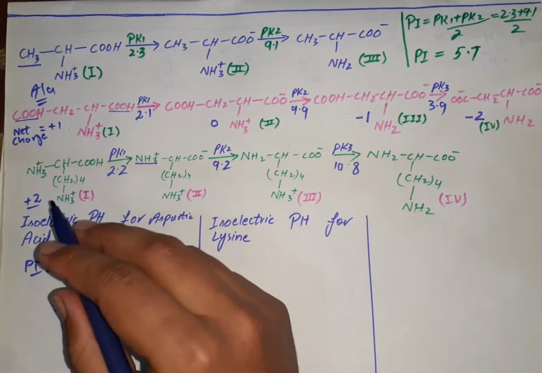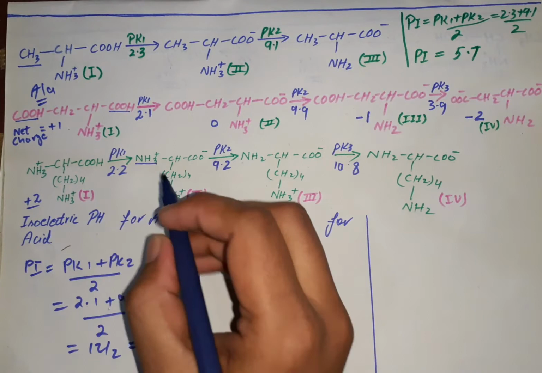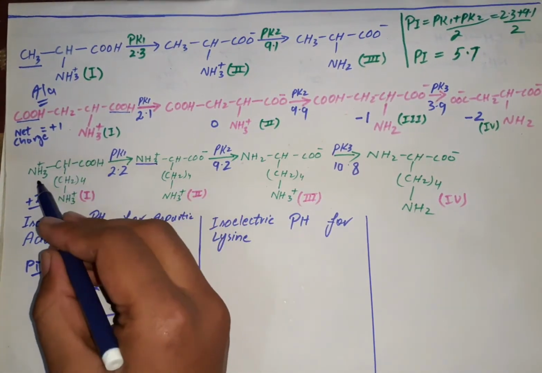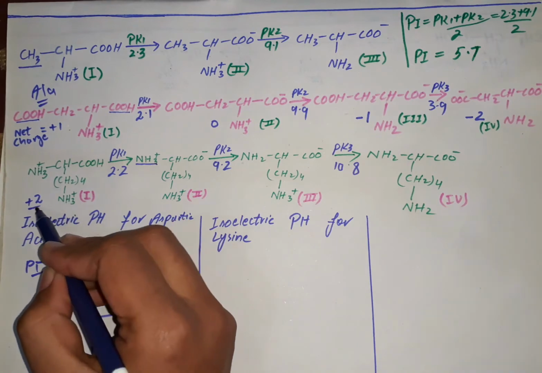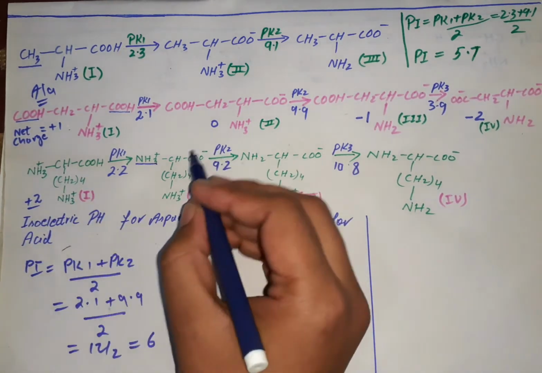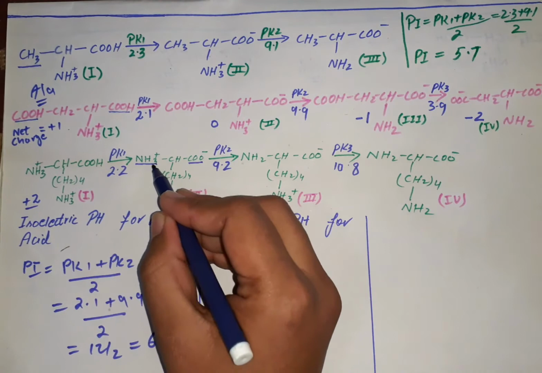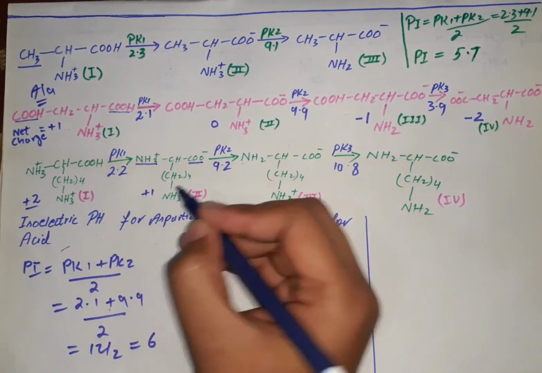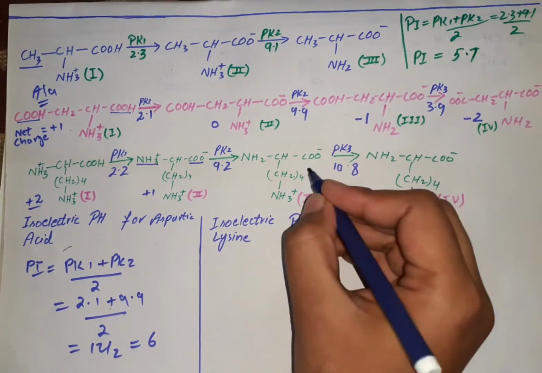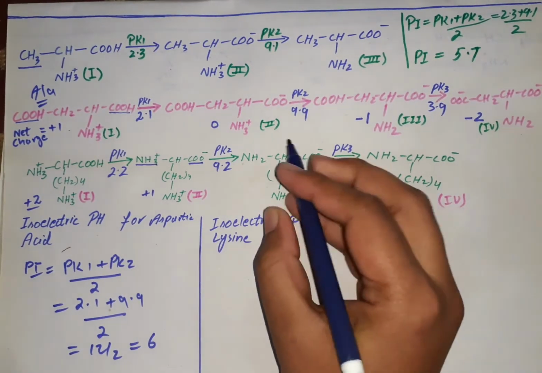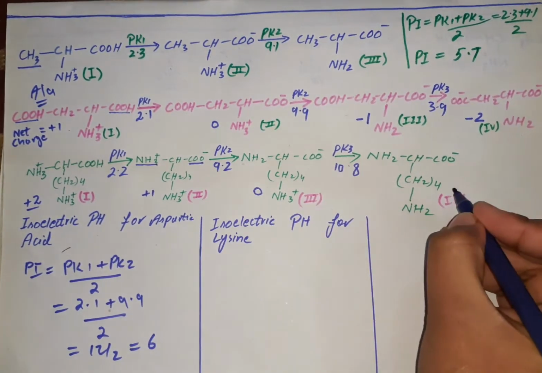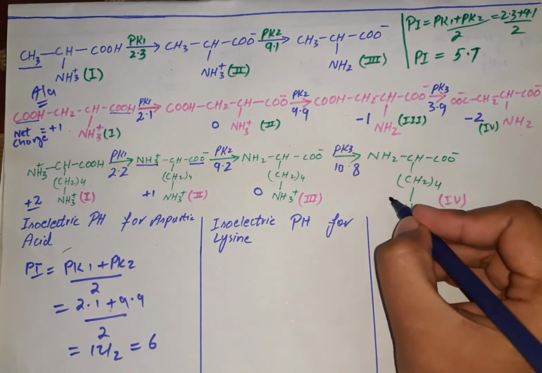We have to know the net charge on the amino acid in its different forms. In the first form, you can see COOH is neutral and NH3 has a positive charge, so the net charge here is +2. In this form, this is negatively charged and these two are positive, so the net charge here comes to +1. In the third form, COO is negative, NH3 is positive, but the side chain is neutral, so the net charge here comes to 0. And in its fourth form, the net charge comes to -1.